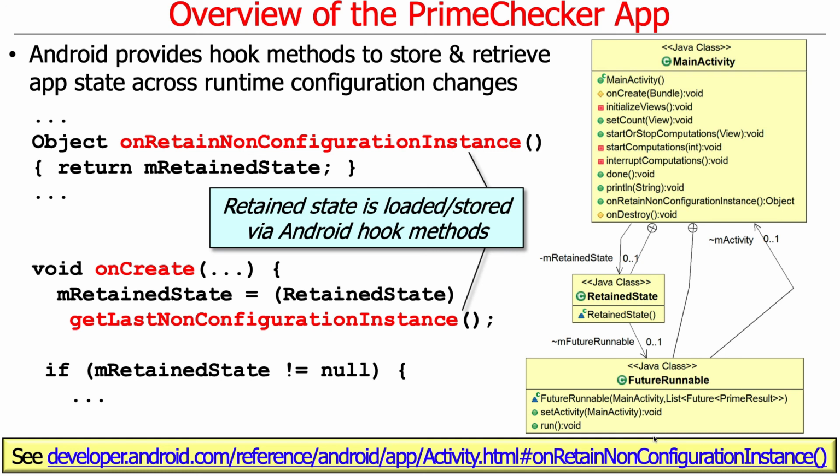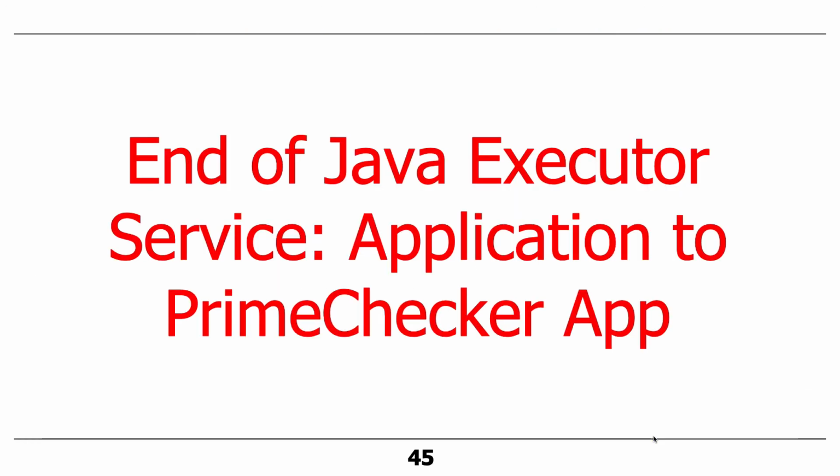I won't belabor this, it's more of an Android thing, but it's a really cool technique, and you can use it to keep your program doing stuff in the background while you're changing the orientation. Like if you're playing a YouTube video, for example, and you rotate the phone, you don't want the video to stop and start over again at the beginning. You want it to keep playing and just have the orientation changed. Okay, so that's the end of the PrimeChecker app discussion for Executor Service.